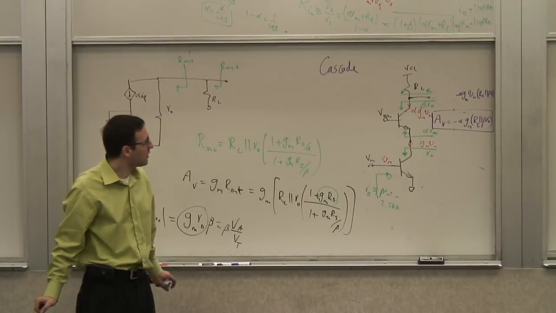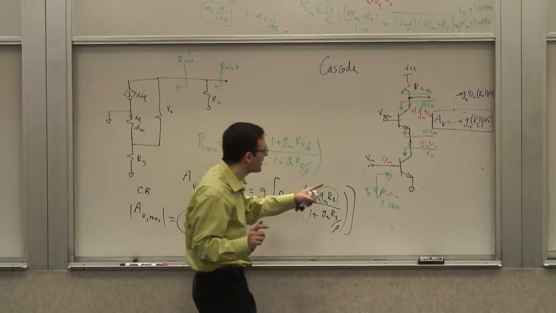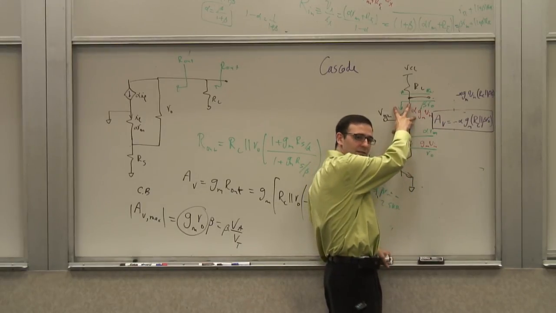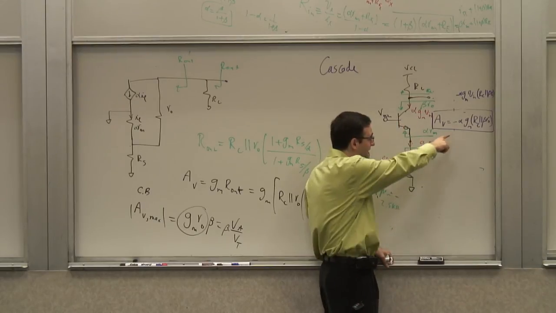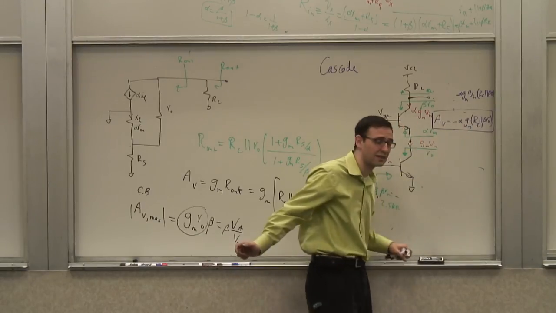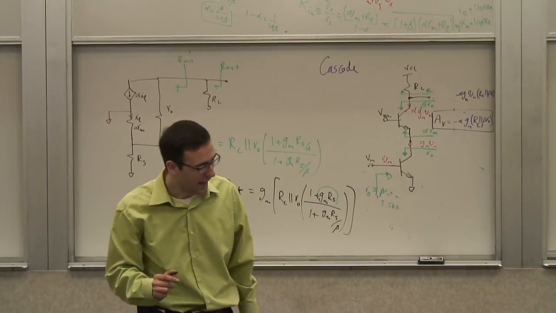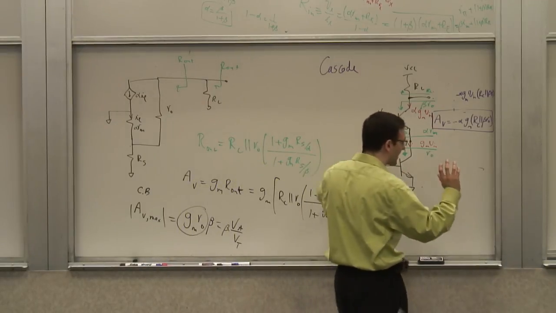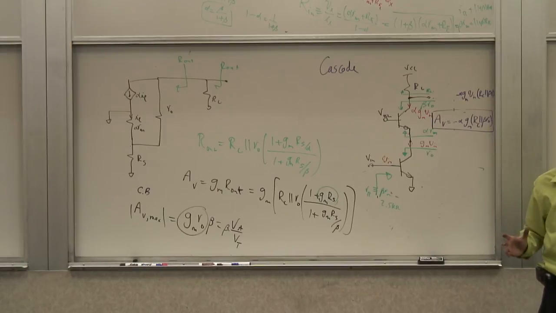Okay? So you see that what we've done is we combine a common emitter and a common base to make the stage. It has certain properties that are good, and it has an intrinsic gain which is higher than that of the common emitter. Next time when we come back, we'll continue on this path and see how we can get the maximum possible gain out of a single stage.